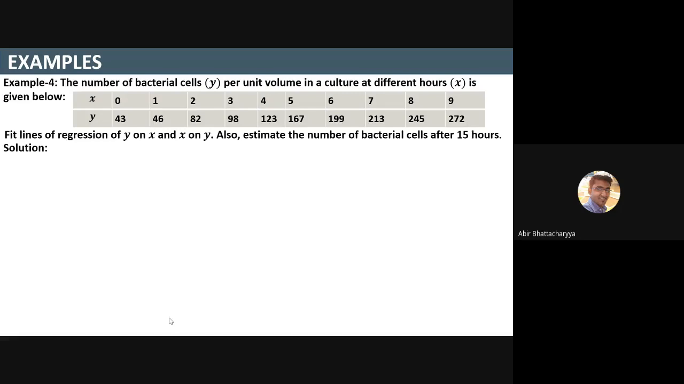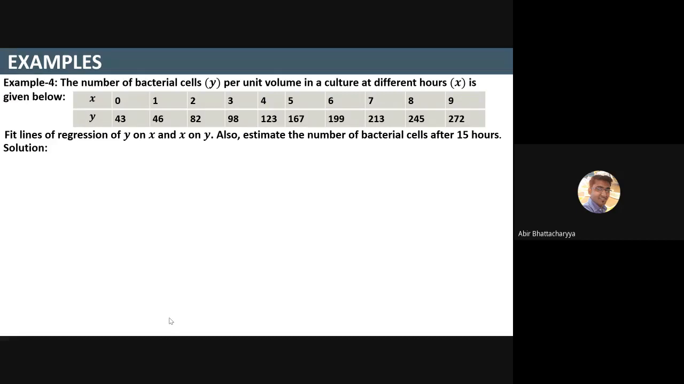So let's proceed with this example. The number of bacterial cells y per unit volume in a culture at different hours, where hours is given by x and y is the number of bacterial cells per unit volume, is given below. First, they ask you to fit the regression of y on x and x on y. This data set is given to you.